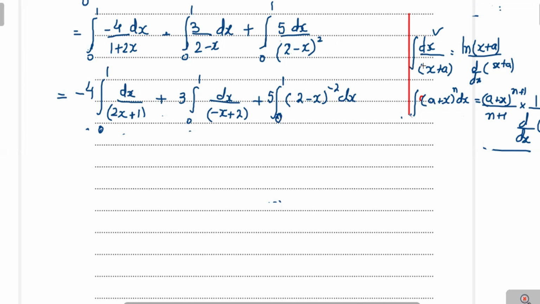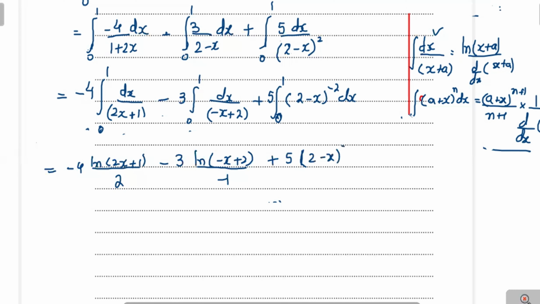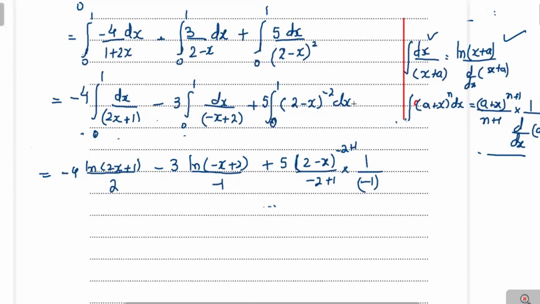The integration of 1 over x plus a is equal to ln of x plus a, over the derivative of x plus a. Now we can write it as minus 4 into ln of 2x plus 1, over the derivative of 2x plus 1, which is 2, minus 3 into ln of minus x plus 2, over the derivative of minus x plus 2, which is minus 1, plus 5 into, using the power rule, (2 minus x) to the power minus 2 plus 1 divided by minus 2 plus 1, into 1 over the derivative of 2 minus x. The derivative of 2 minus x is minus 1. We apply the limits. The limits of all these terms are 0 to 1. Therefore, we write the upper and lower limit values.